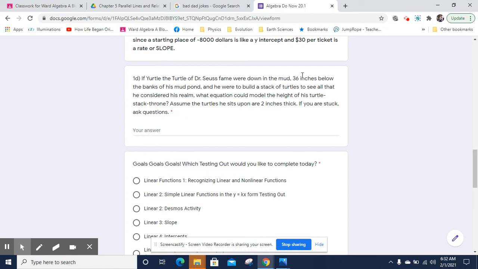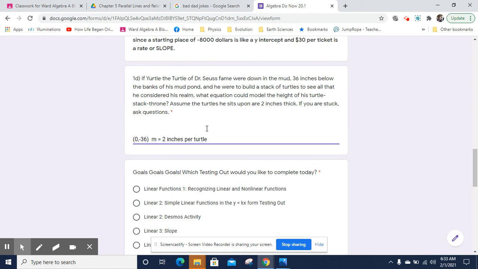So he starts off 36 inches below the banks. So that's a y-intercept of negative 36. Okay, so we've got a point at 0, negative 36. And every turtle he stacks is 2 inches thick, so we have a slope of 2 inches per turtle. Okay, so we can put all that together into a slope-intercept equation because we have a y-intercept and we have a slope. Y equals 2x minus 36.